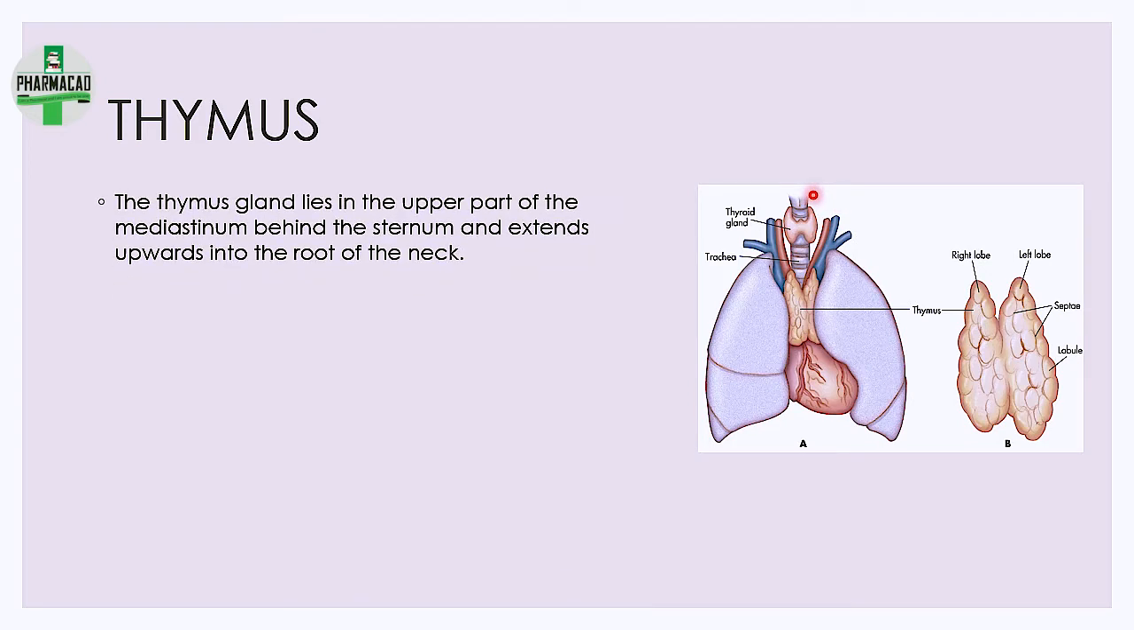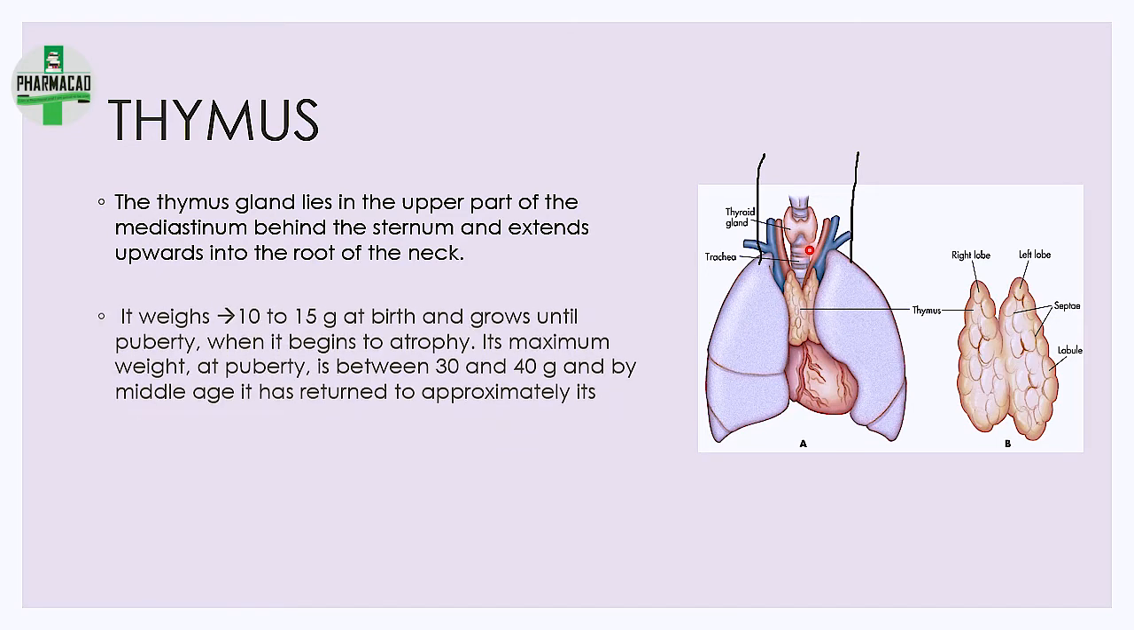It lies in the upper part of the mediastinum, behind the sternum, and extends upwards into the root of the neck. Okay, root of the neck यानी neck का root. So if this is the neck, you draw it, उसके root तक जाता है वो. Fine, it extends a little bit. Sternum here is not shown in the diagram, but it is anteriorly, मतलब thymus के आगे sternum रहता है.